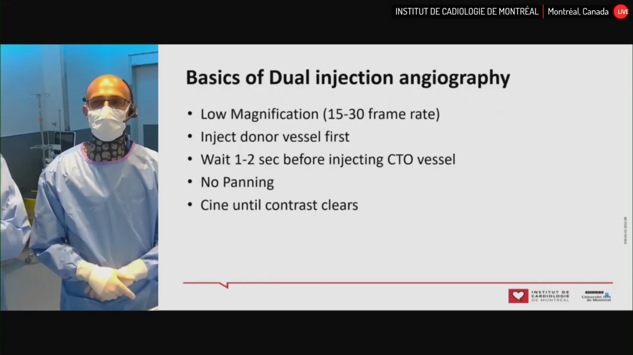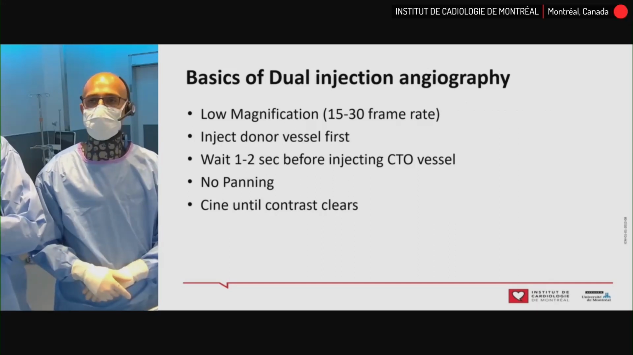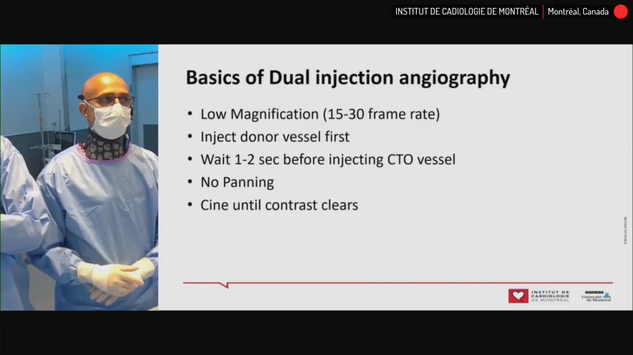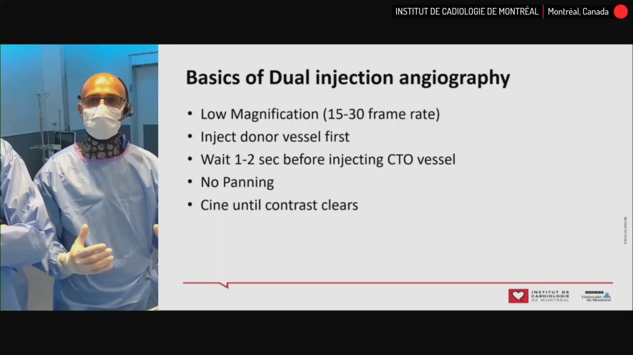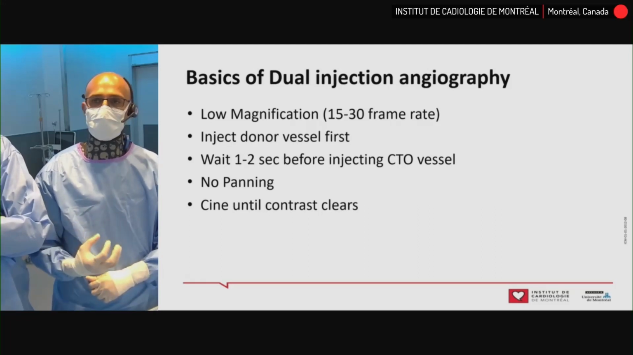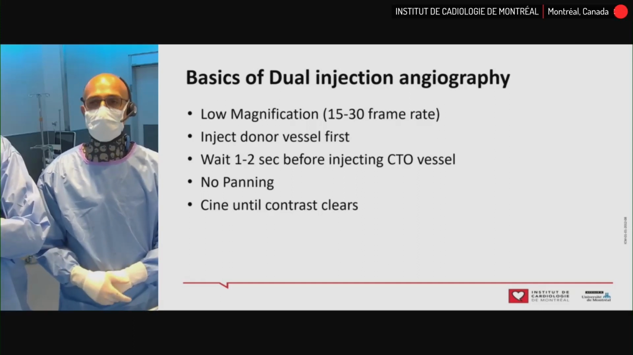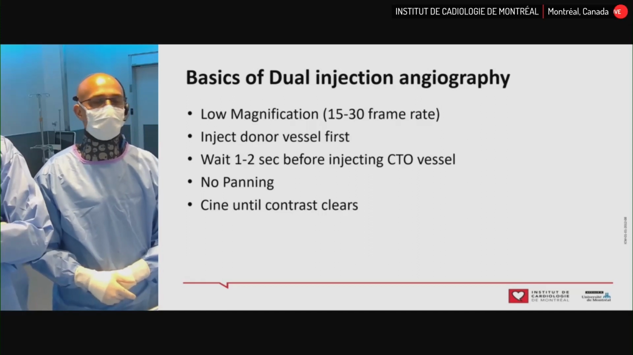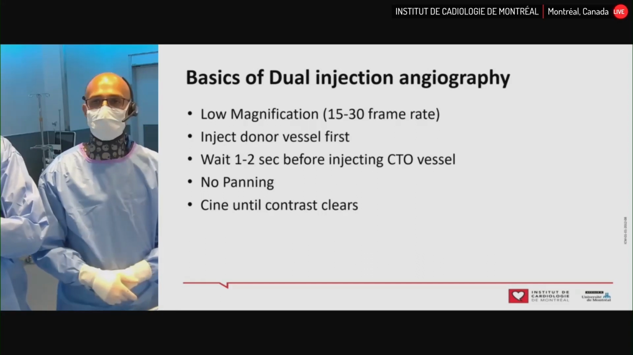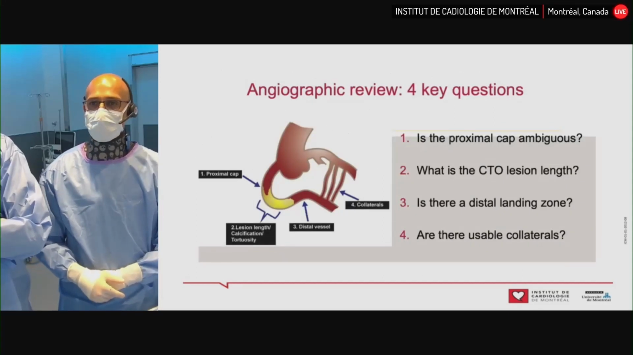Next slide. We'll discuss the basics of dual injection angiography. When doing CTO PCI, it's very important to have an initial setup of a dual injection angiography at low magnification, permitting you to see both coronary arteries in the same frame. You inject the donor vessel first, so that it fills the collaterals and goes to the target vessel. Then you wait 1 to 2 seconds and inject the CTO vessel. It's very important not to do panning, because panning deviates the eye from the target collaterals and from properly observing the proximal cap and the distal cap. Then you perform cine until the dye clears.